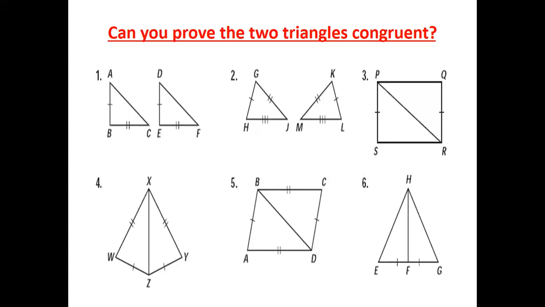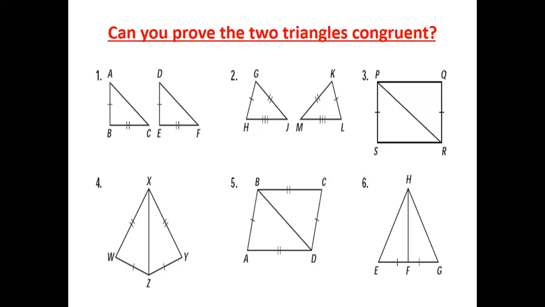Then he gave us 2. So we are looking for what? For the third condition. Did he put a sign for the third condition? No, he didn't put a sign for the third condition. So this is not enough information to prove that they are congruent.